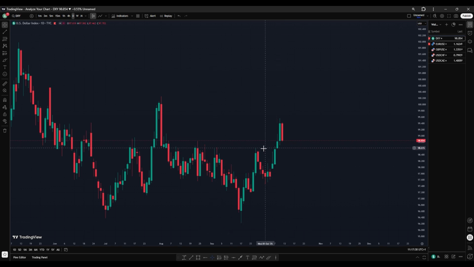Now, if you look closely here, you can see that we have a fair value gap here. Let me mark that out immediately. We have a fair value gap here. And that fair value gap also coincides with another block right here. So this is the other block I'm talking about. So right here, we have confluence of both the other block and the fair value gap.